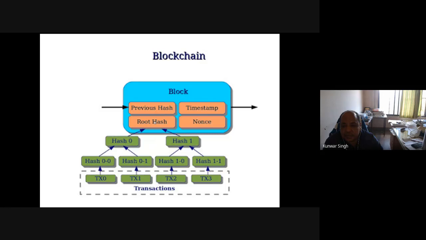If the root hash is the same as the root hash kept in this block, you will say yes, your transaction is there. So he will be convinced. How much time did it take? Two steps. He did two calculations.